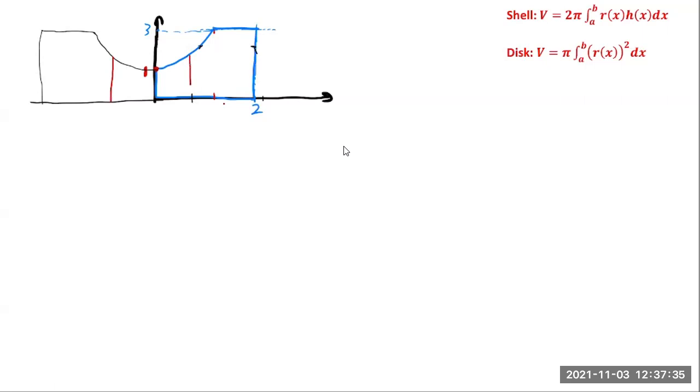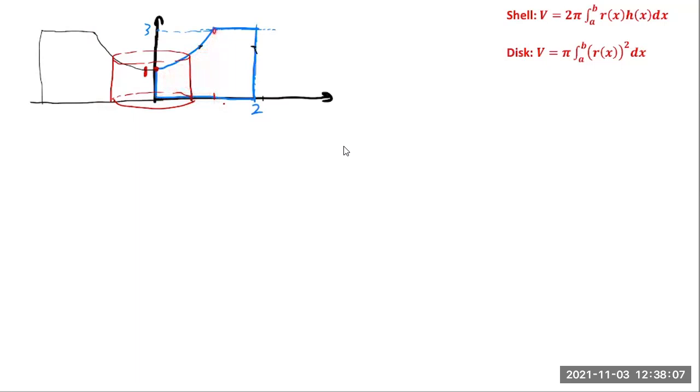If you take a representative shell like this, when you are on this interval, you can integrate using the shell method to find the volume of that particular object. Pardon me, when you are on this interval, you can find the volume of the object that you obtain by rotating this piece about the y-axis using the shell method.